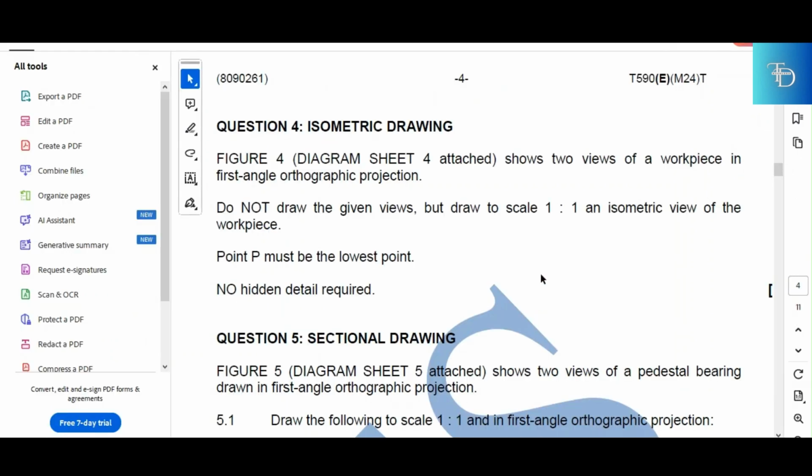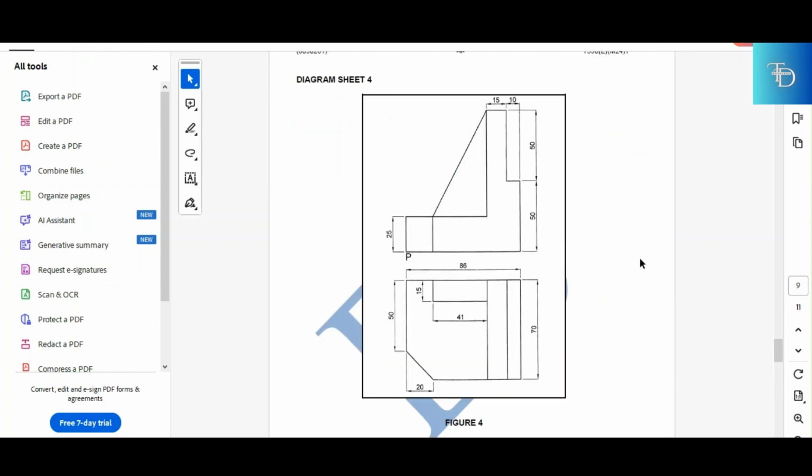Now a question comes and says, Figure 4 shows two views of a workpiece in first angle orthographic projection. First angle orthographic projection being our first keyword there. Do not draw all given views, but draw to scale 1:1. Second keyword, 1:1, which is the scale. An isometric view of the workpiece. Point P must be the lowest point. No hidden detail required. Well, there's our diagram, sheet 4, with our two views.